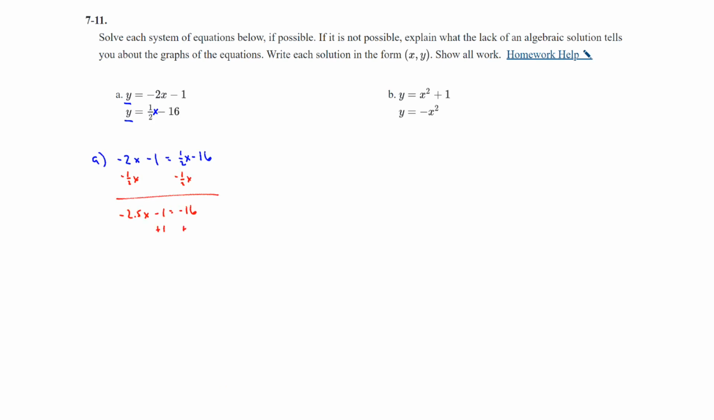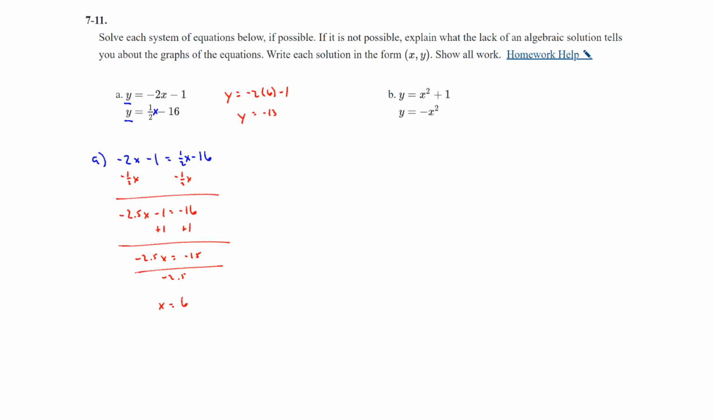I'm going to therefore add 1 to both sides. That's negative 2.5x is equal to negative 15, and then divide by negative 2.5, and therefore x would be equal to a positive 6. And then we can plug that back into one of the two equations. I'll go ahead and plug it into the top. y is equal to negative 2 times 6 minus 1. That's negative 12 minus 1, and that would be negative 13.